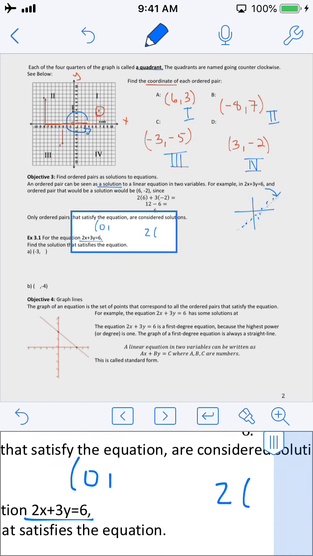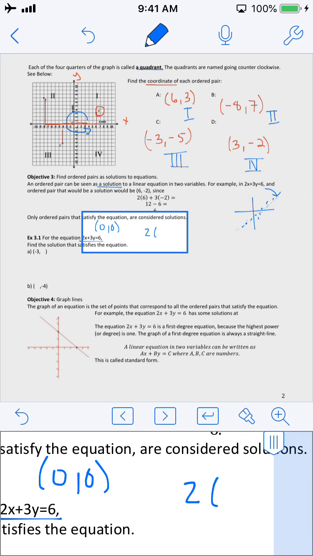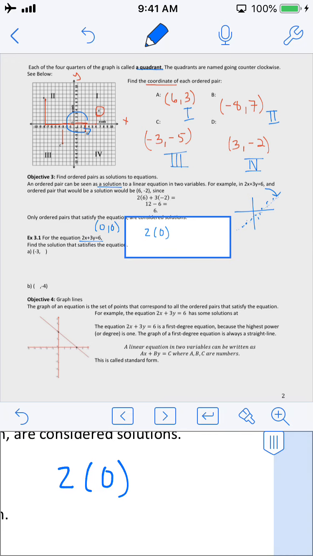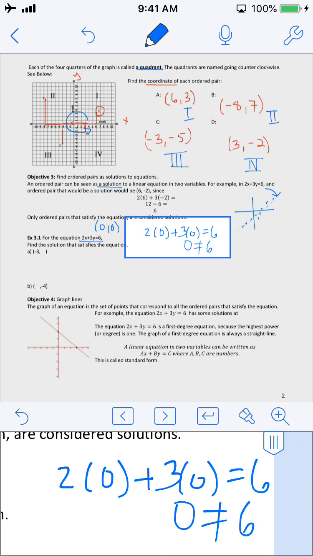So is 0, 0 a solution? Not really, because when I plug that in for x and y, that does not equal 6. You see that? 0 does not equal 6. And so 0, 0 is not a solution. It's not considered a pie, right? In order for it to be a solution, the math has to work out. So whatever's happening on the left-hand side, it has to equal the right-hand side.